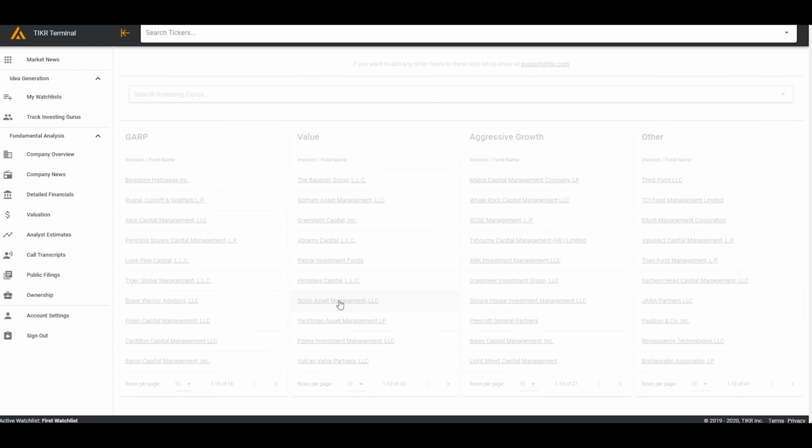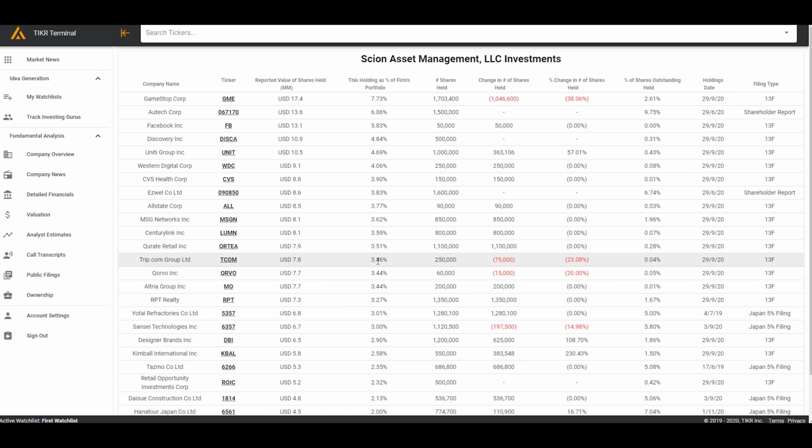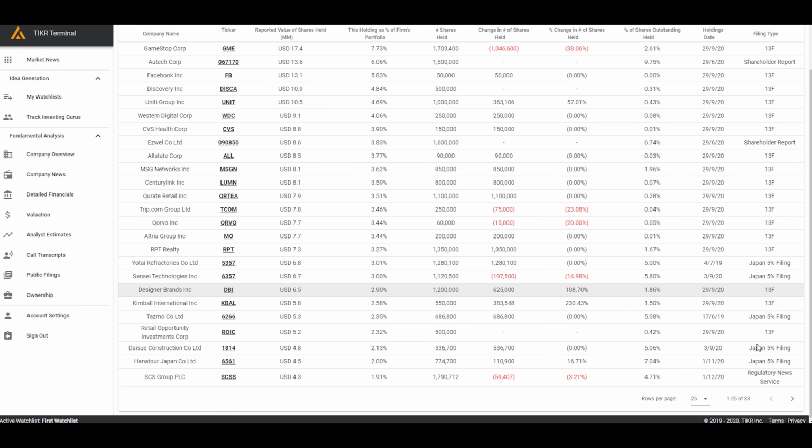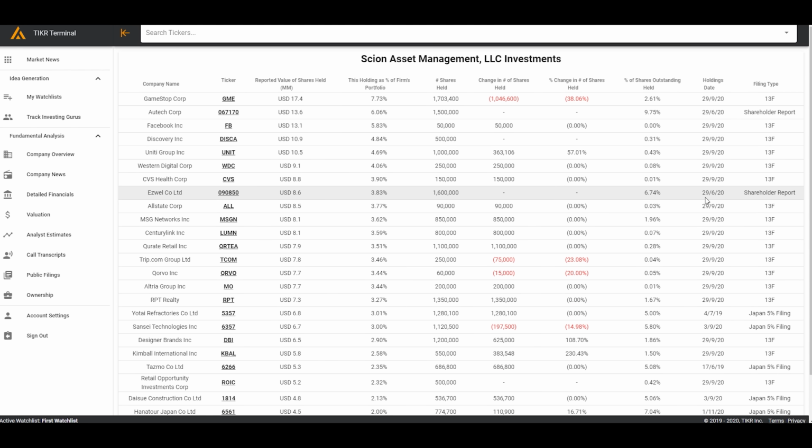So I'm actually going to go into Michael Burry's because this shows you what I'm talking about, why this website is a little bit different to Dataroma. So you can see his portfolio right here. However, if you have a look over to filing type, you can see 13F, 13F, 13F, but there are also some other ones. So some from Japan, some from elsewhere around the world.